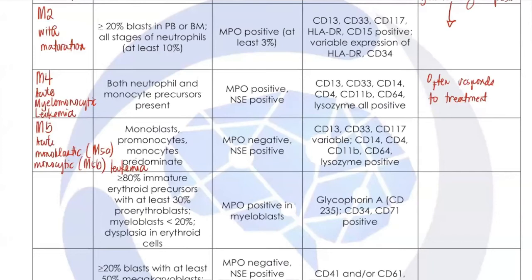Okay? So now, for M5, take note natin that this will be characterized by presence of tissue infiltrates. Okay. There might be CNS, central nervous system involvement. Okay. And we have hemophagocytosis.